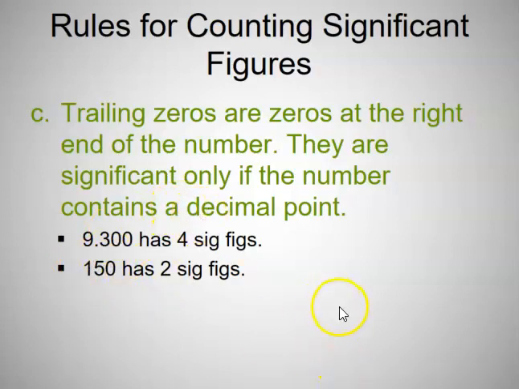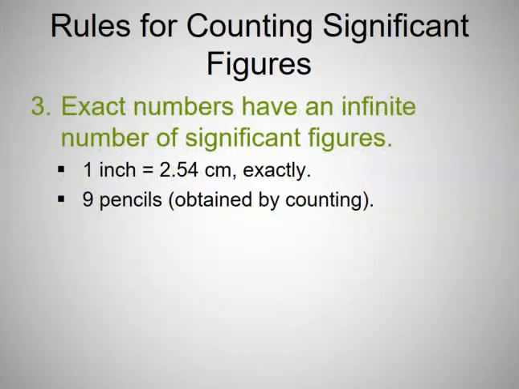The other thing I want to tell you about is exact numbers. An exact number, well, it's exact, so it has an infinite number of sig figs. You can think of it as 1.000 with infinite zeros. Like 1 inch exactly equals 2.540000 with infinite zeros centimeters, exactly. Or if I count pencils, if I got 9 pencils and I counted them, it's not like it's 9 plus or minus 3. I know how to count. Even if I got hit in the head by a brick, I'd still be able to count 9 pencils. I'd be like, okay, I got 9 pencils.